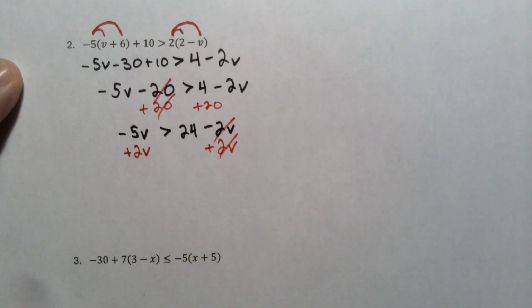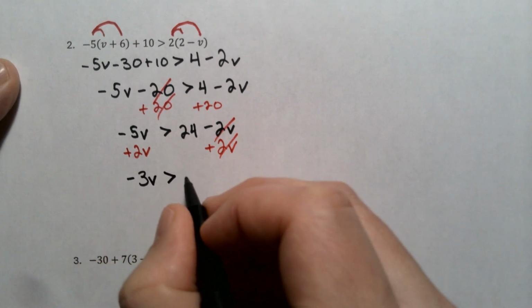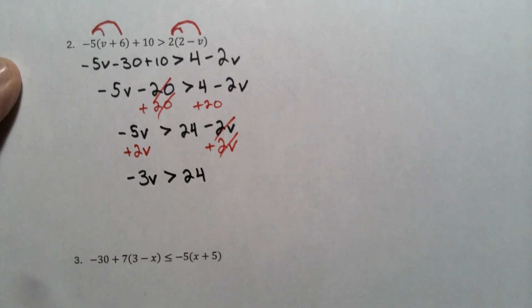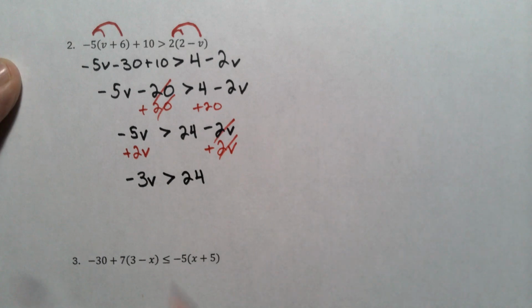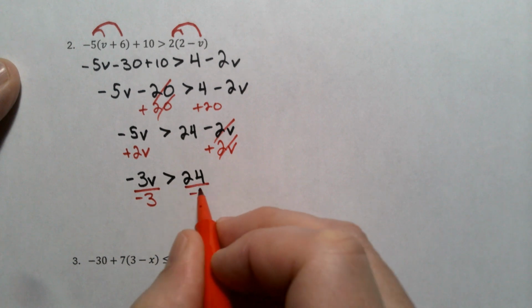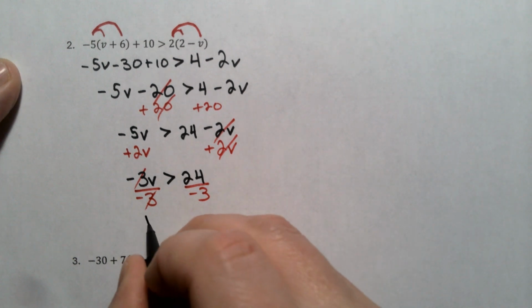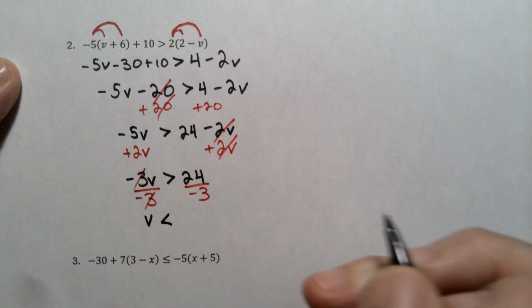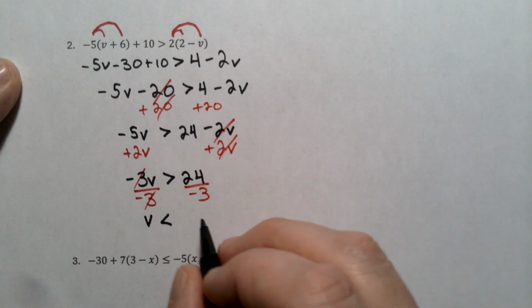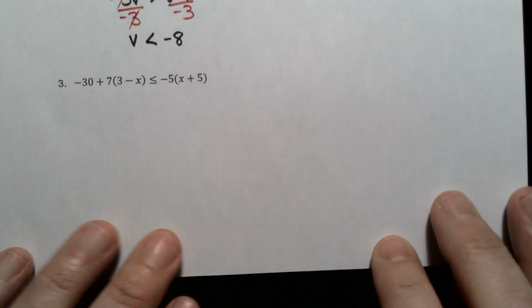Now I am going to add 2v to both sides. That'll make it cancel out over there. And that gives me negative 3v is greater than 24. I need to divide again by a negative number. So I'm dividing by that negative 3, which means the inequality is going to change direction again. So it's v, and then it's less than now. And 24 divided by negative 3 is negative 8. Okay, let's look at one last problem.